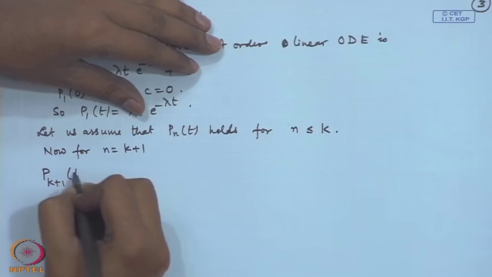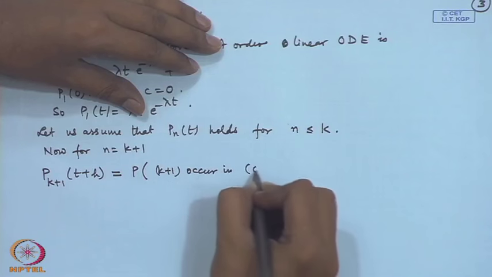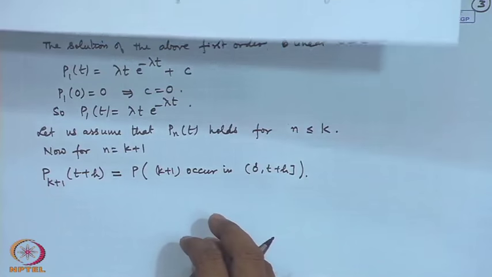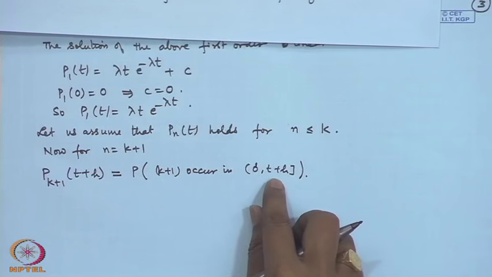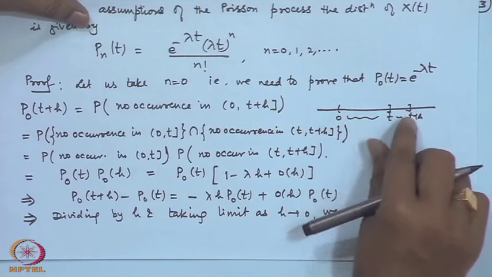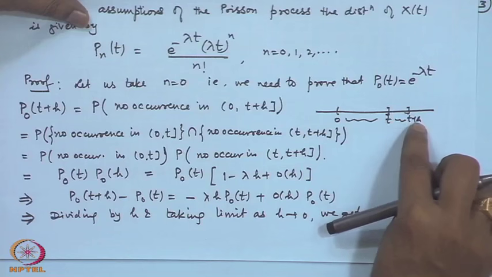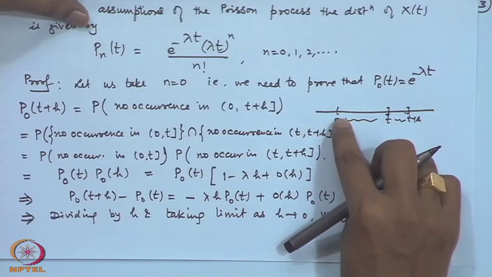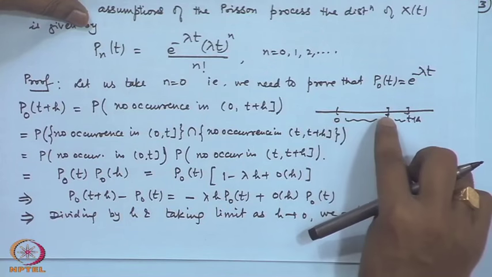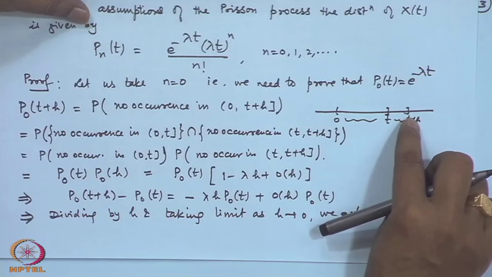1. So, P(k+1)(t+h), that is k plus 1 occurrences in the interval 0 to t plus h. Now, again let us consider the timeline from 0 to t plus h and see how this event can be explained. So, we are saying from 0 to t plus h there are k plus 1 occurrences. Again we can say that this is equivalent to saying that all the k plus 1 occurrences are in the interval 0 to t, no occurrence in t to t plus h, or k occurrences in 0 to t, 1 occurrence in t to t plus h, or k minus 1 occurrences in 0 to t, 2 occurrences here, and so on. Ultimately, no occurrence in 0 to t and all the k plus 1 occurrences in t to t plus h.